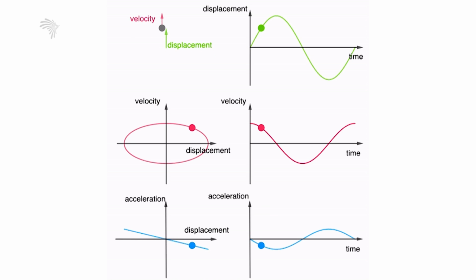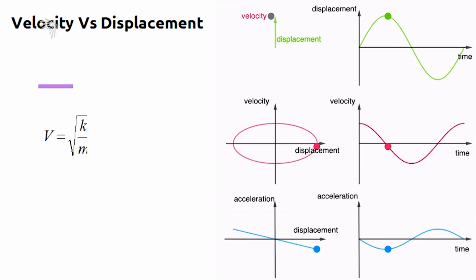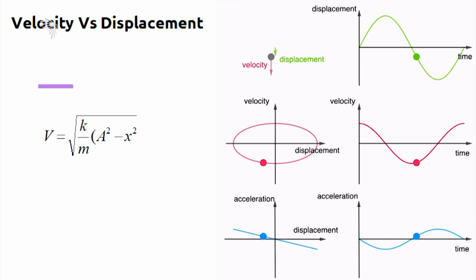We can also determine the velocity of the oscillating object in terms of the displacement x from the equilibrium position as v is equal to the square root of k over m into A squared minus x squared.